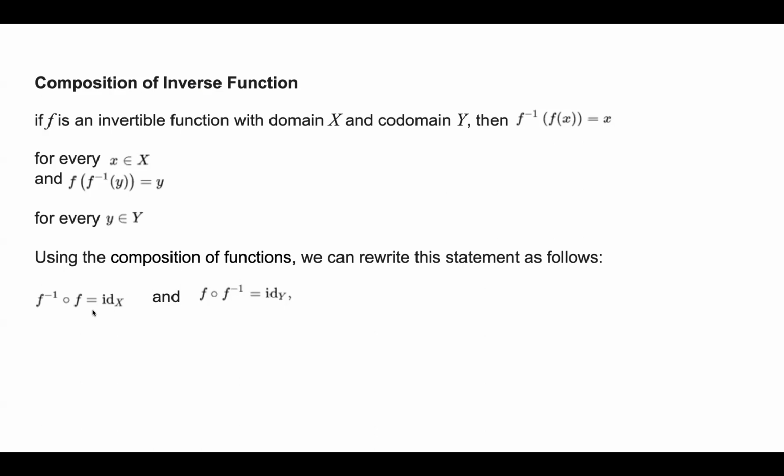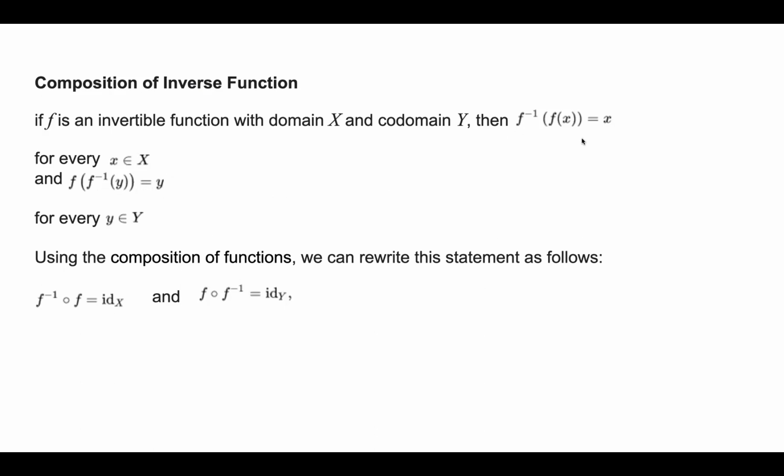f composite f inverse and f inverse composite f. f inverse composite f is giving us x, and f composite f inverse is giving us y. Okay, it might be somewhat confusing, but read it carefully. f inverse composite f is x, and f composite f inverse is y. Here we can see f inverse of f of x is equal to x, and f of f inverse of y is equal to y.